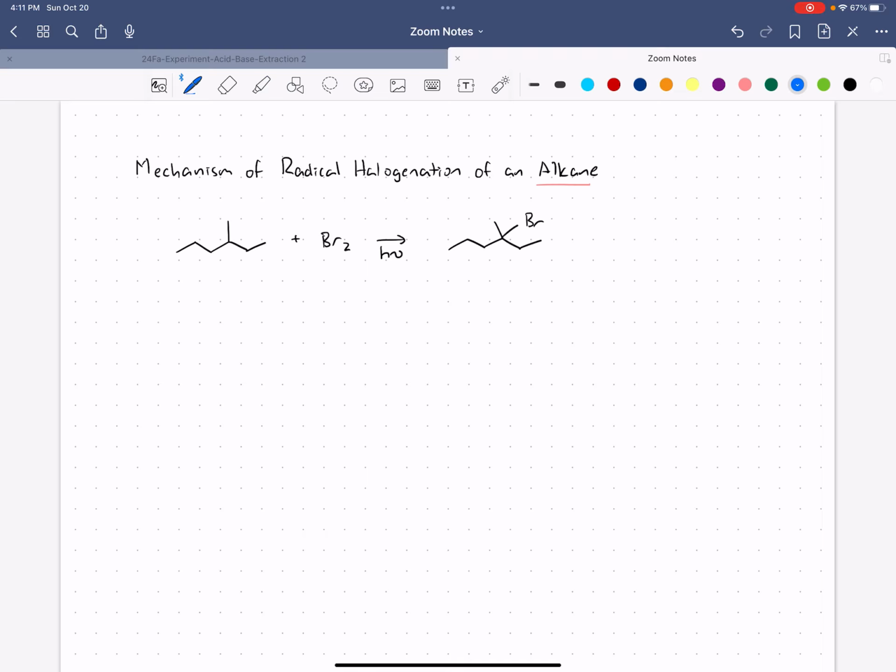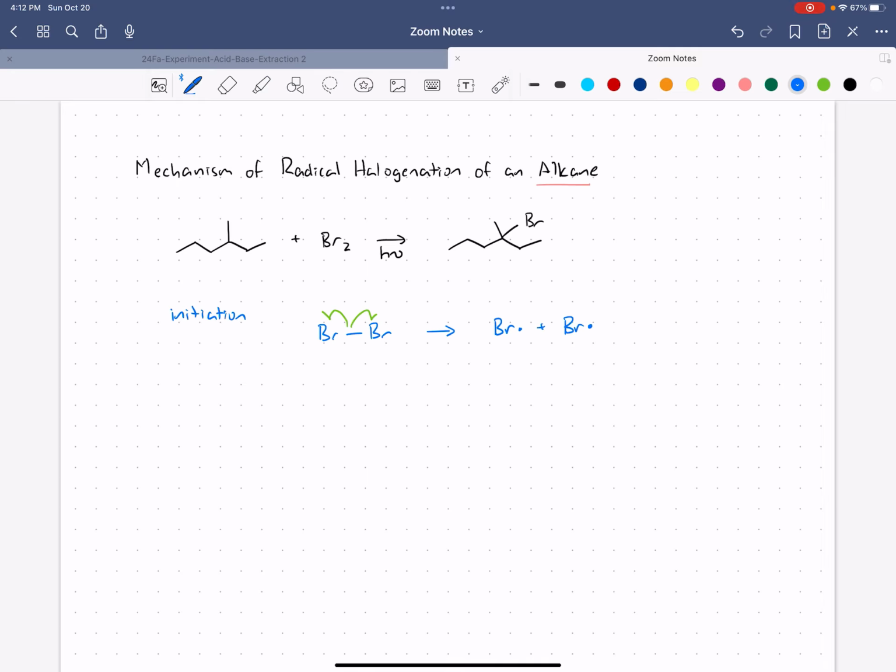For the mechanism of radical halogenation, we do label the steps, and we do use fishhook arrows. Initiation occurs with homolytic cleavage of the Br2, one fishhook to the left, one fishhook to the right. I don't normally use equilibrium arrows for radical mechanisms. And I typically draw both bromines, but you don't have to.